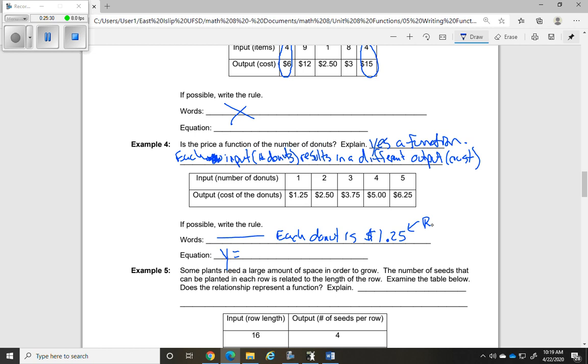Which means that this is the rate of change. So $1.25 times the number of donuts. And the y-intercept would be 0, because if you bought no donuts, you're not spending any money.